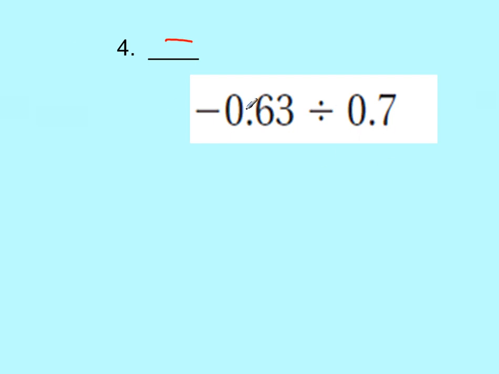It doesn't really change anything whether we make this a whole number or not. So what we really want to do is change this into a whole number. So we only have to multiply by 10. This will become negative 6.3, just move it one place. This will become 7. So my new problem is negative 6.3 divided by 7. So that's how I'm going to set it up.